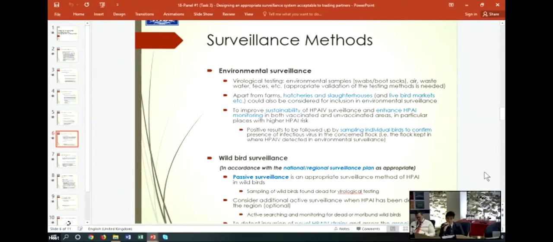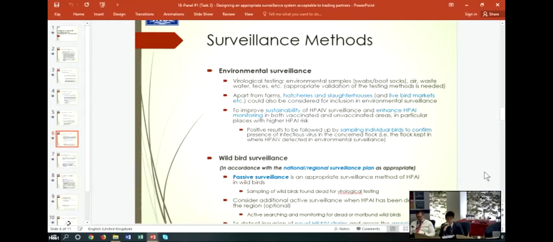Apart from farms, hatcheries and slaughterhouses could also be included in the environmental surveillance to enhance HPAI monitoring. It could also be considered in live bird markets, in particular in places with high HPAI risk. And note that any positive results in environmental surveillance should be followed up by sampling of individual birds for further confirmation.